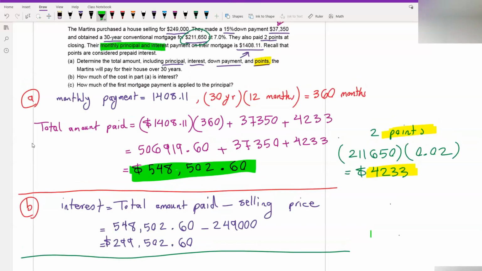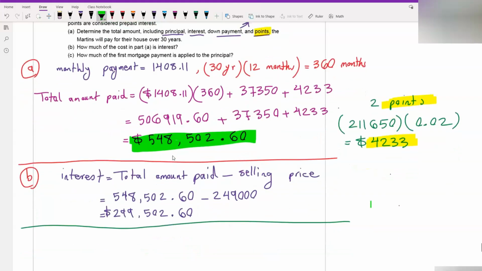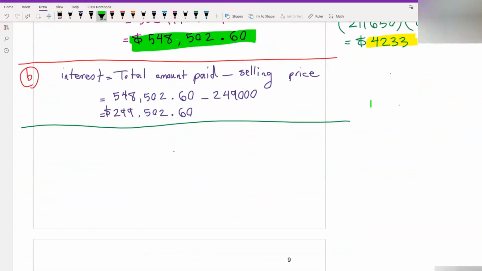How much of the first mortgage payment is applied to principal? Monthly principal and interest payment on their mortgage is $1,408.11. So this is principal plus interest. That is monthly payment. I'm going to use that one. And using I equal to P times R times T. I'm trying to find interest.